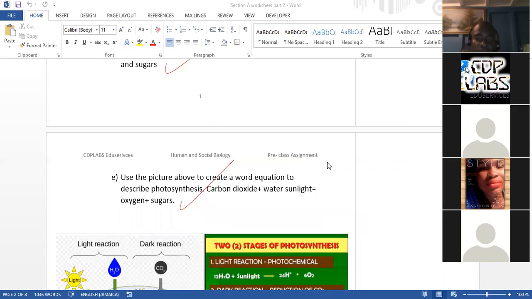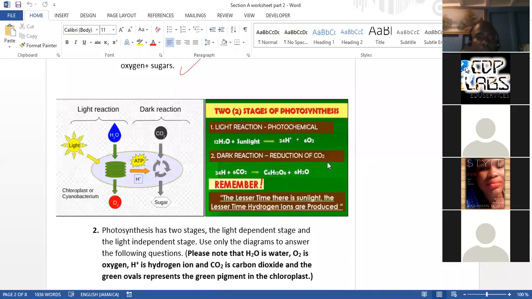Let's proceed further now. I gave you guys, all of you were supposed to use these two pictures together. Some persons did not. Some persons did not at all.